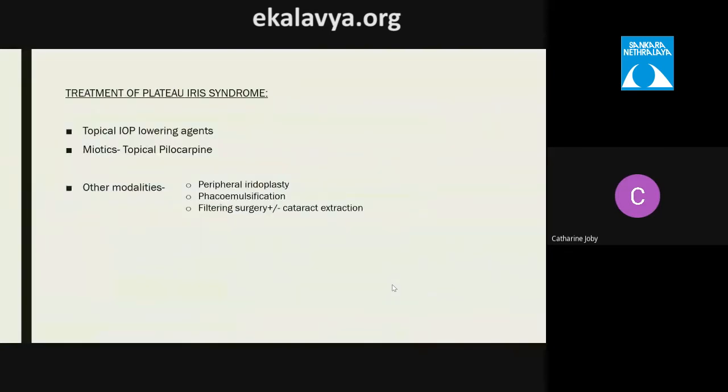A few words about the treatment of plateau iris syndrome. It includes topical IOP lowering agents, miotics like topical pilocarpine to prevent spontaneous pupillary dilatation. Other modalities include peripheral iridoplasty, phacoemulsification, filtering surgery with or without cataract surgery.